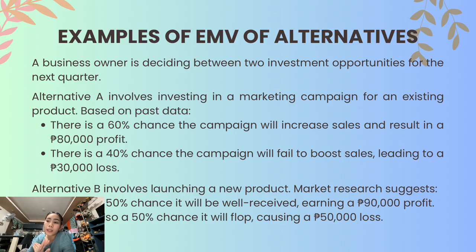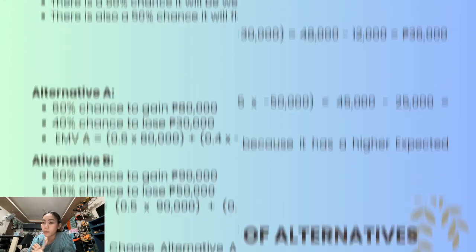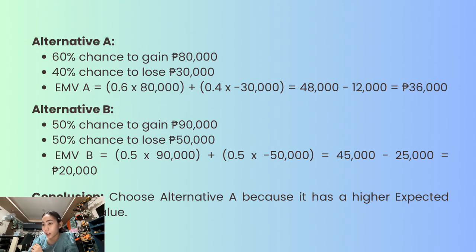First, solve for alternative A, as seen on the screen. We have EMV of A: 60% multiplied by 80,000 plus 40% times negative 30,000, which is 48,000 minus 12,000, giving a result of 36,000.